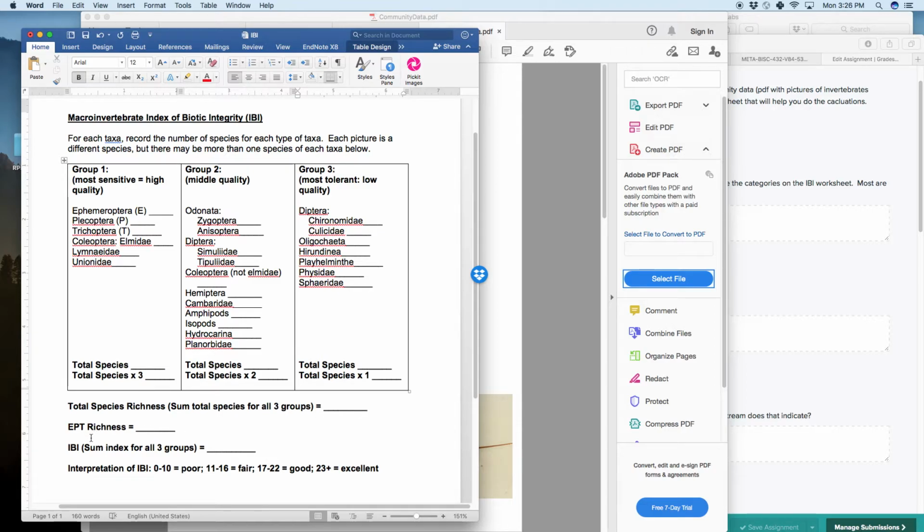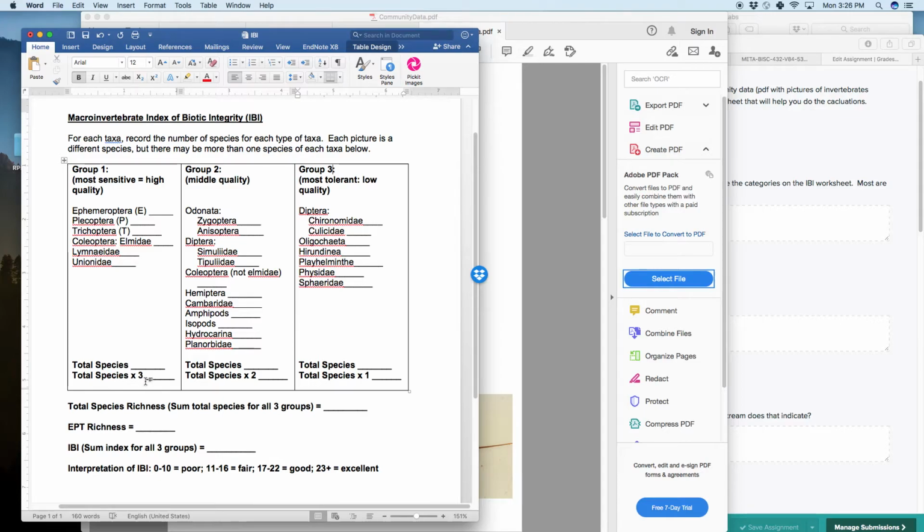The EPT richness, if you remember, I said there were 3 orders of insects that are really good water quality indicators. That's Ephemeroptera, Plecoptera, and Trichoptera, so EPT. So you're just going to sum the 3 numbers in these 3 blanks here. And then the index of biotic integrity is when you add this number and this number.